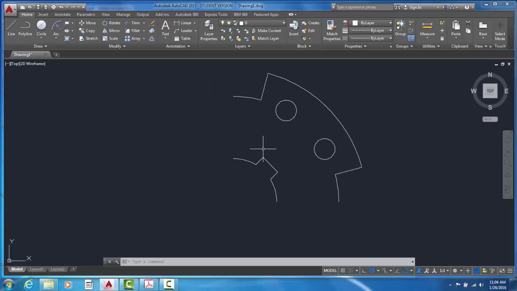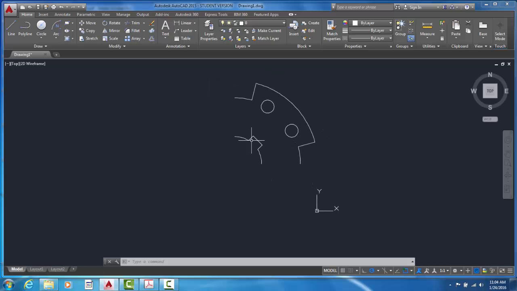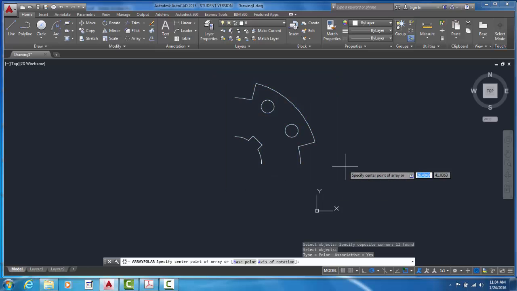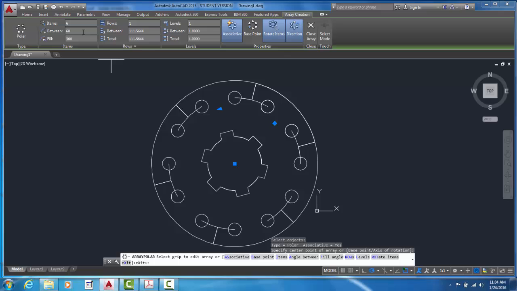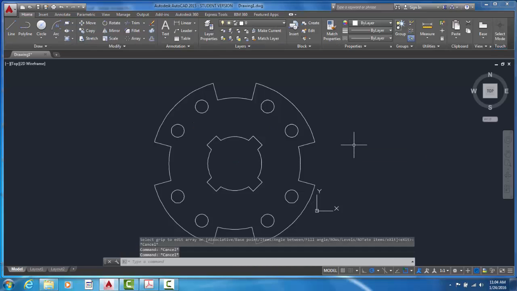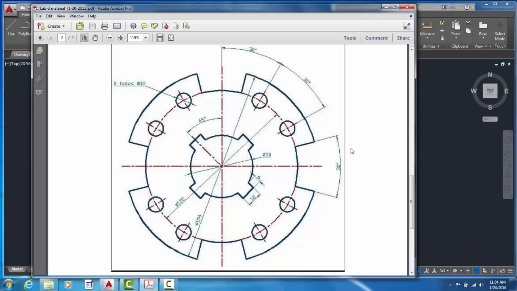It's time to use polar array. Select the objects. I want everything I've drawn so far. Specify the center point of the array, which would be the center point of all my arcs. And I want to repeat this 4 times around a 360-degree circle. And now we have our geometry.